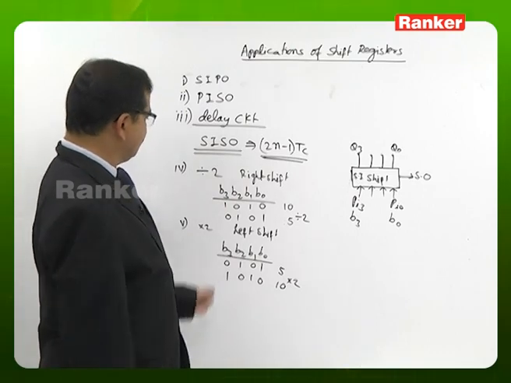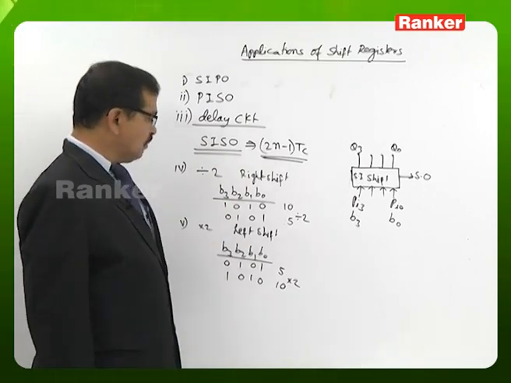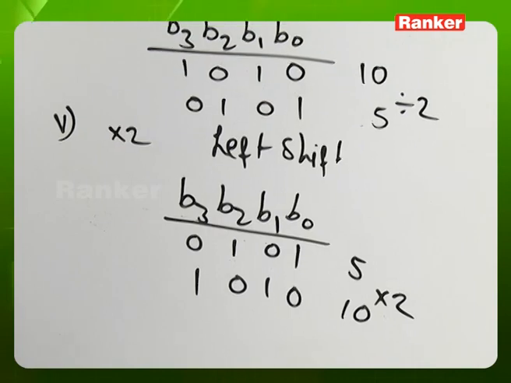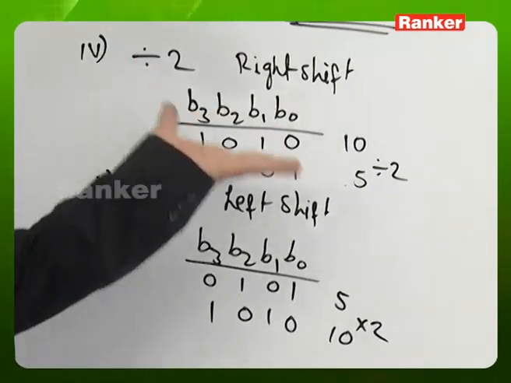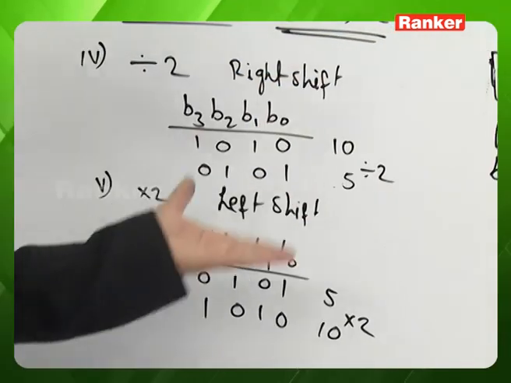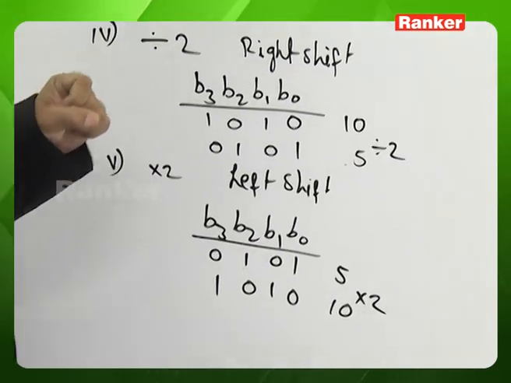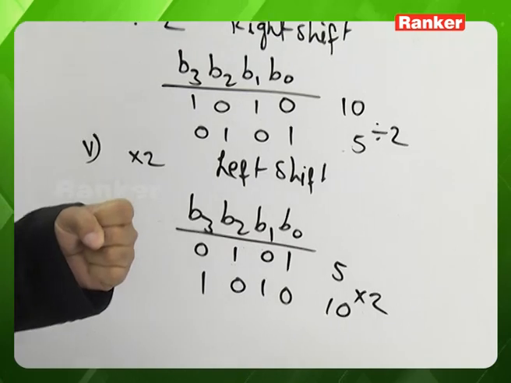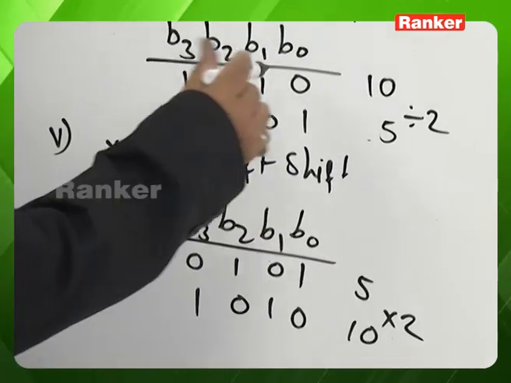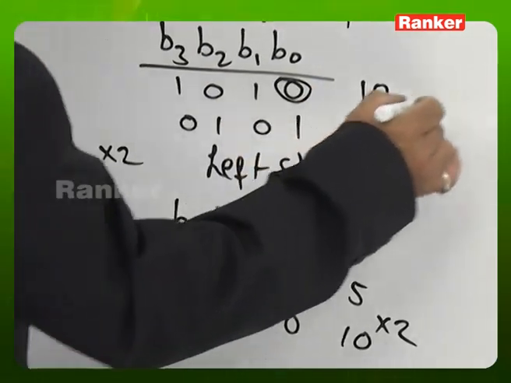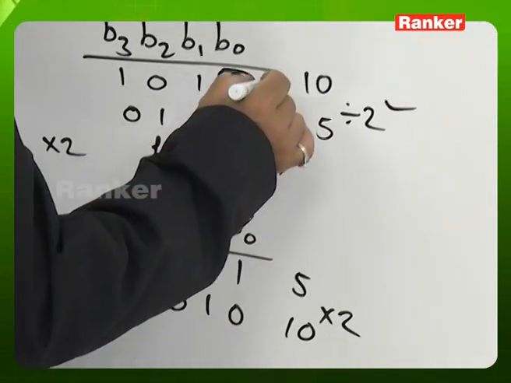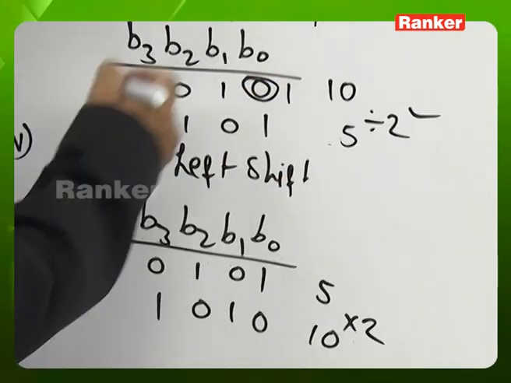So with the right shift facility we have a divide by 2 circuit operation, and with the left shift facility a multiply by 2 circuit. But of course, this division and multiplication come with a restriction. In the case of division, the restriction is, if the LSB bit is 0, it is a true division. If the LSB bit is 1, it is not a true division.